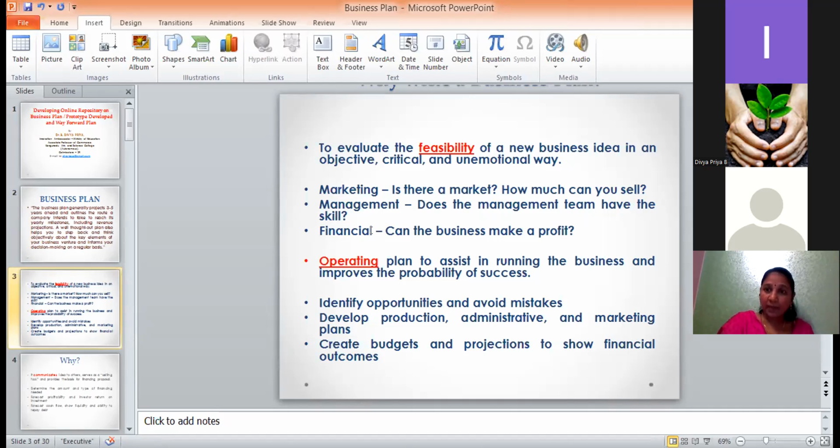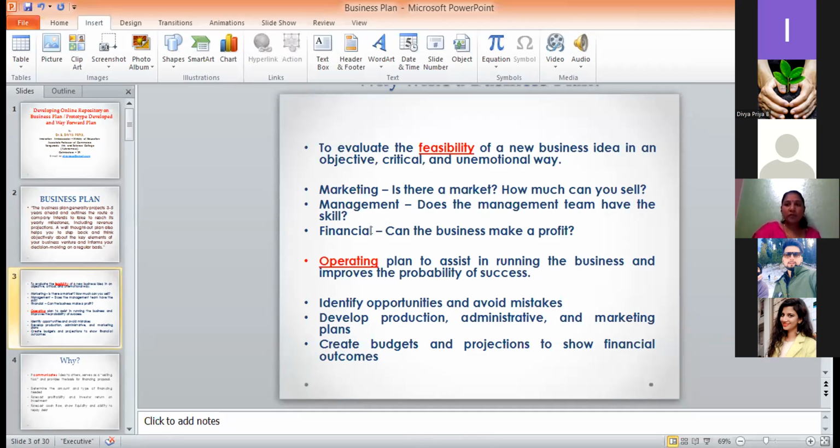For developing other plans, definitely this business plan is required, because a business consists of several functions based on the nature of the business: marketing, human resource, strategic function, payroll, that is labor functions, and many more. These functions have to be integrated. So for integration, you definitely have to frame a business plan, create budgets and projections to show financial outcomes. So what is your target profit, target sales in a particular year, and how much profit you're going to fix on your product?